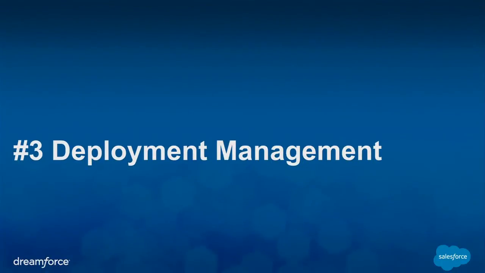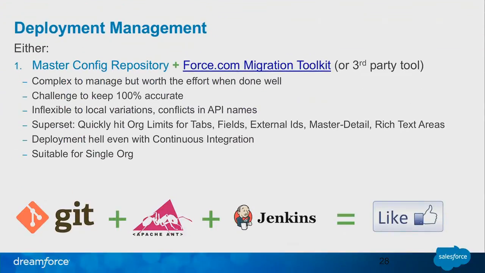And then deployment management. I cannot underestimate how important this is. So in terms of deployment, when we're talking about cross-org, we can't use things like change sets at the moment. So the recommendation I make is to use a master config repository, so something like GitHub or your own Git server, and the Forcecom migration toolkit, or any of the third-party tools that are out there as well. This can be very complex to manage, but it's well worth the effort when you get it working.